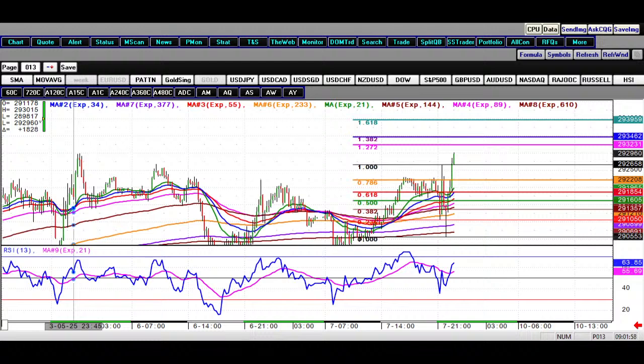So if you want to play, I'll let you decide how you want to go about it, and this is going to be a make or break scenario. If it breaks, it's going to go higher. If it fails, then it is going to come back into the range.